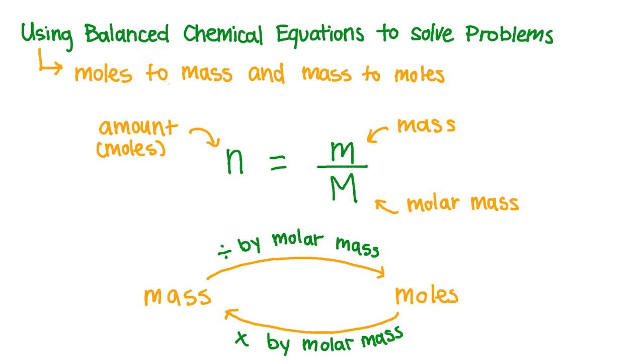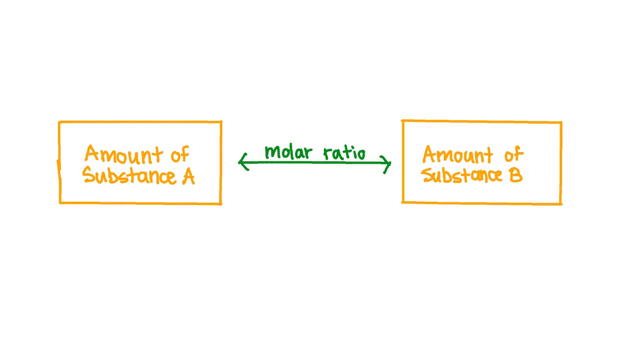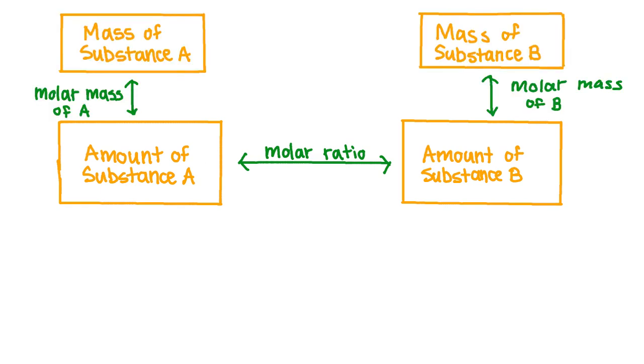So now that we've learned all these different ways to convert between different quantities, let's sum things up before we move on to some example problems. If we want to convert between different amounts of substances that are participating in the same chemical equation, we can use molar ratios. If we want to convert between the amount of a substance and its mass, we can use the molar mass of that substance.